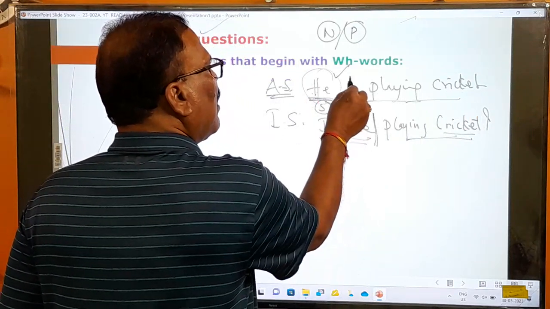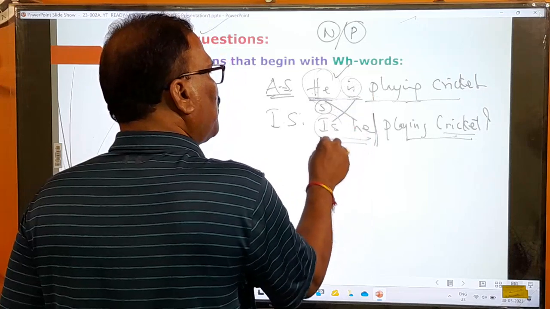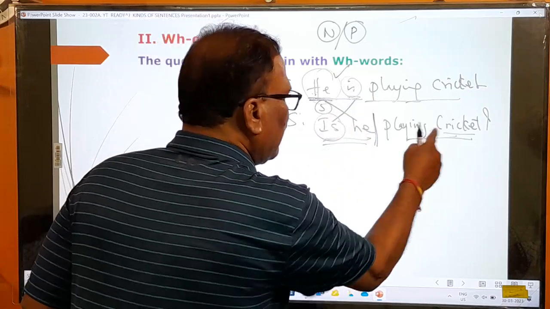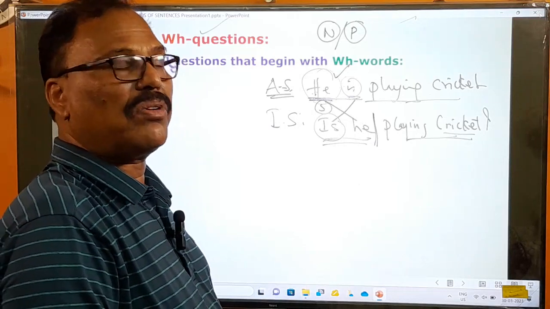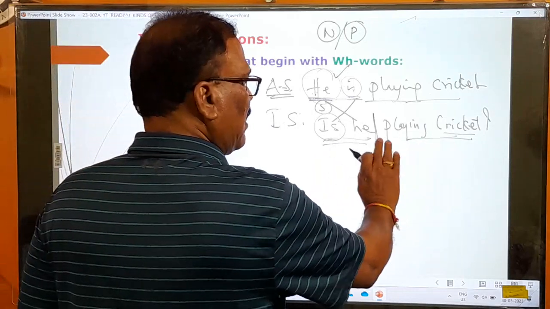Whenever you bring the helping verb to the front position and rewrite the same sentence, it becomes a question, an ordinary question. Now, is he playing cricket? This is an ordinary question.